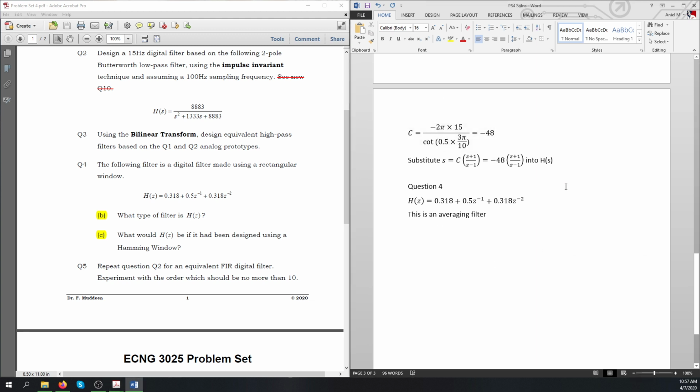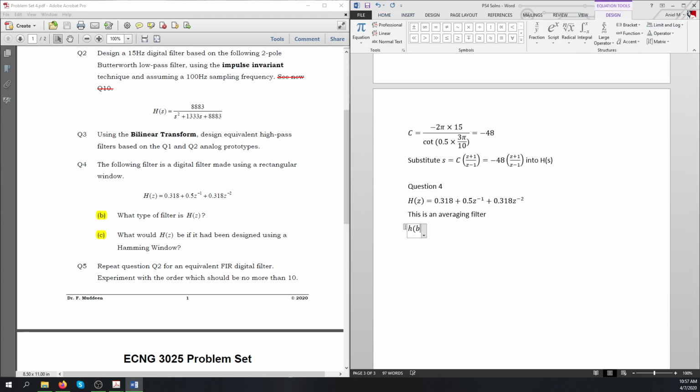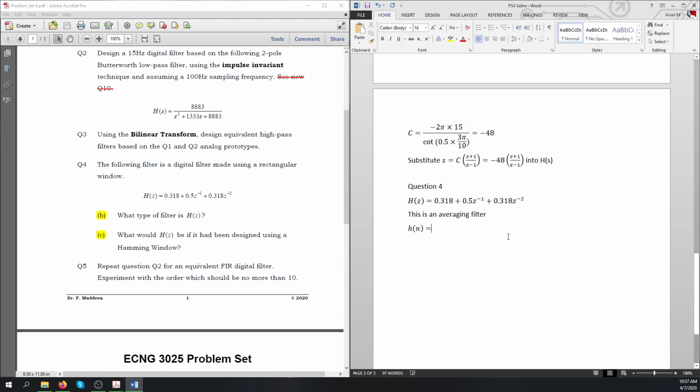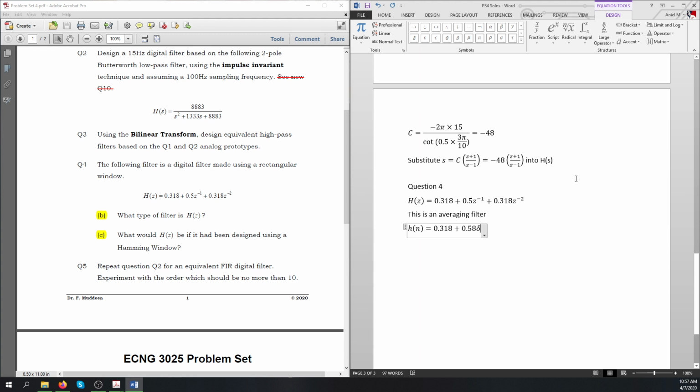Because if we transform this into h of n, because the z equation here is in descending powers of z, we can do a straight transform here, which will be 0.318 plus 0.5 delta of n minus 1 plus 0.318 delta of n minus 2.